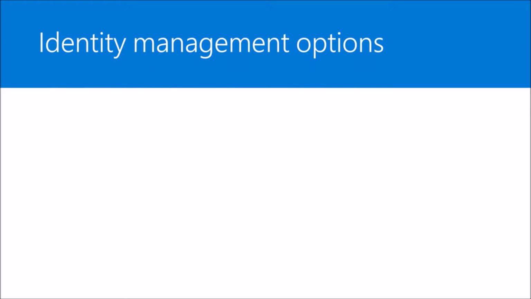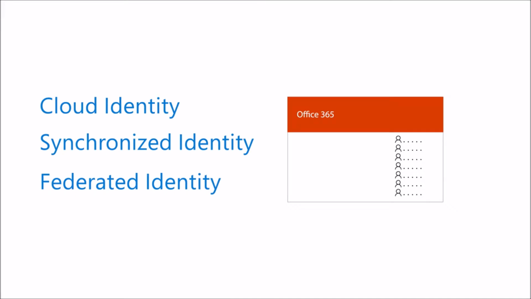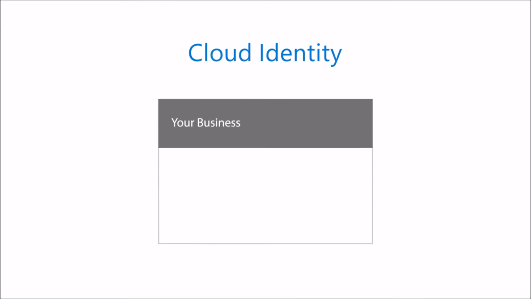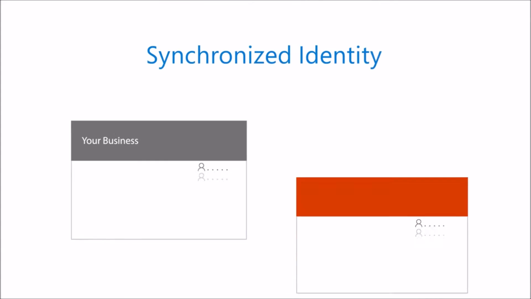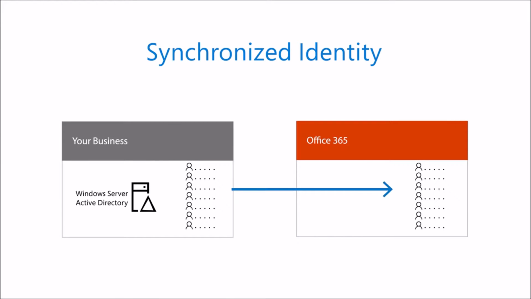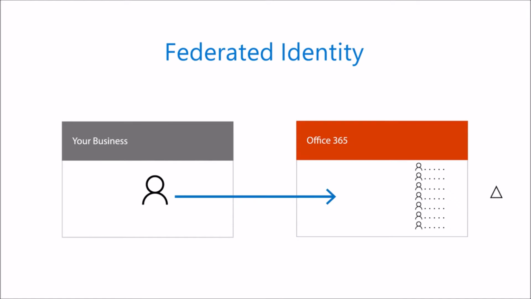There are 3 ways you can manage your accounts in Office 365 for Business: Cloud Identity, Synchronized Identity, and Federated Identity. Use Cloud Identity when your users maintain their account only on their own computer or devices. Use Synchronized Identity when you manage a central list of user accounts with Windows Server Active Directory. Use Federated Identity when you use a third-party list of accounts or require advanced scenarios for authentication. Let's take a look at each one of these in more depth.